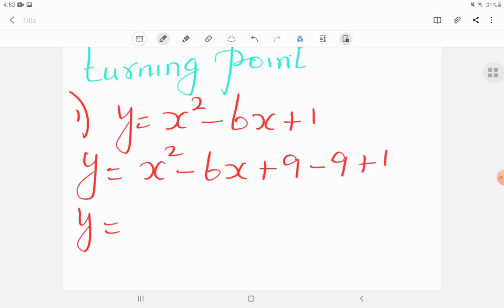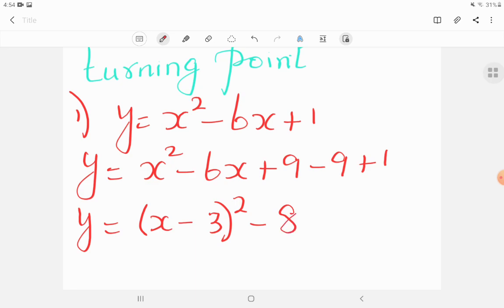So how do we convert x squared minus 6x plus 9? When you have a minus here, it represents (x minus b) the whole squared. So here it is (x minus 3) the whole squared, because the square root of 9 is 3. When you expand (x minus 3) the whole squared, you get x squared minus 6x plus 9. And then the constant, minus 9 plus 1, gives you minus 8.